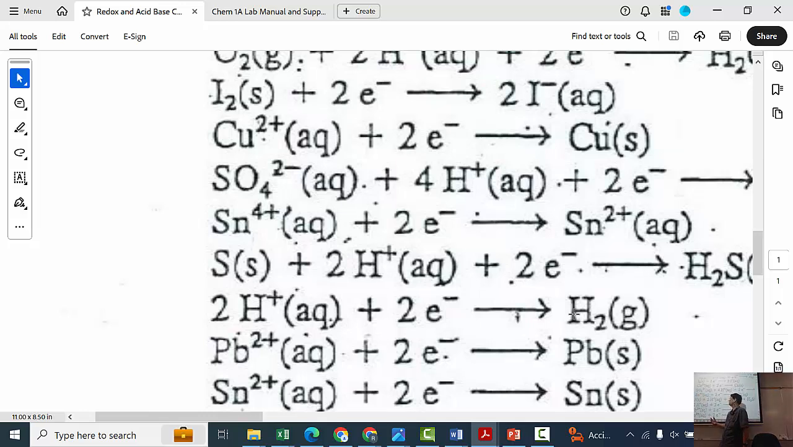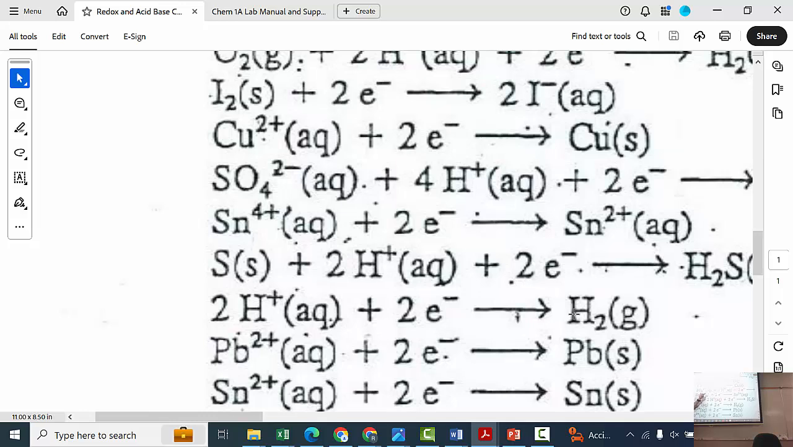But it doesn't have to be. It could be like sodium sulfate and hydrochloric acid. If you take sodium sulfate and hydrochloric acid, then you'll get the same combination. Now the H plus will attack the sulfate and we'll get HSO4 minus. But that doesn't change its oxidation state.